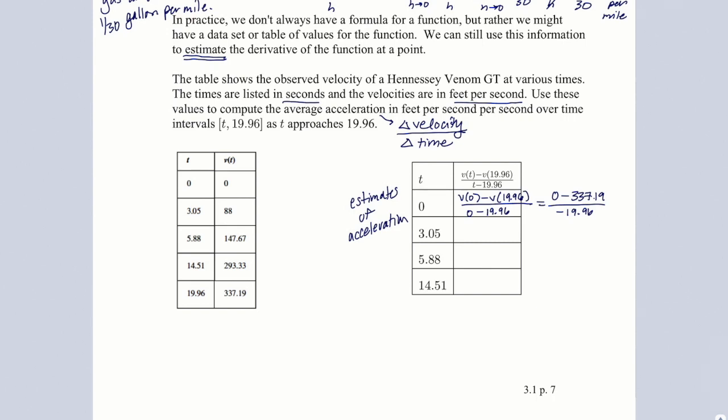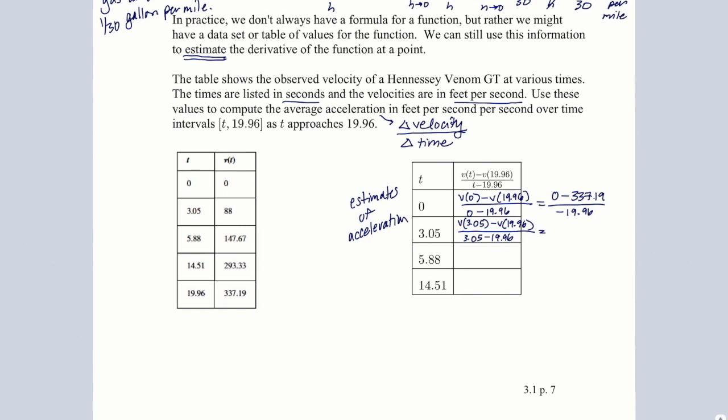And then in the second cell here, I'm going to do v of 3.05 minus v of 19.96. And then I want, in the denominator, 3.05 minus 19.96. And really, it doesn't matter the order we choose here. We could change the order of subtraction in the numerator and also change the order of subtraction in the denominator so that both of them are positive. We just want to make sure that we keep the order the same. So if I choose to put 0 as the first t value in the numerator, I better put 0 as the first t value in the denominator. Okay, so let's continue here.